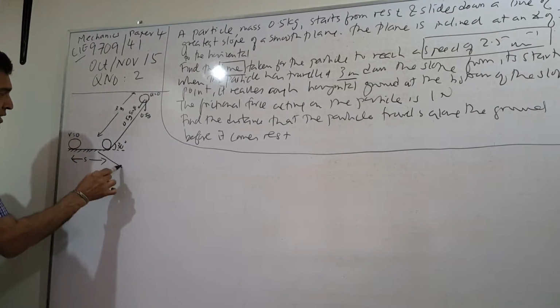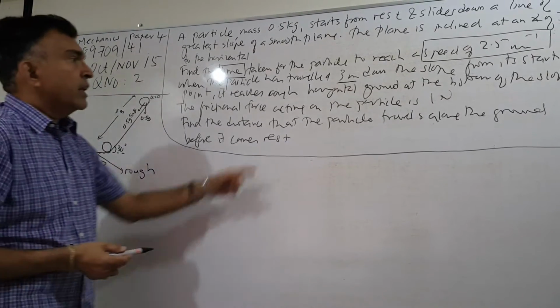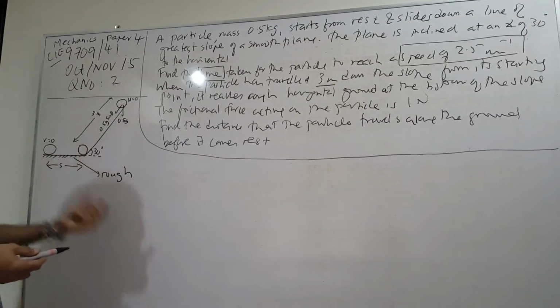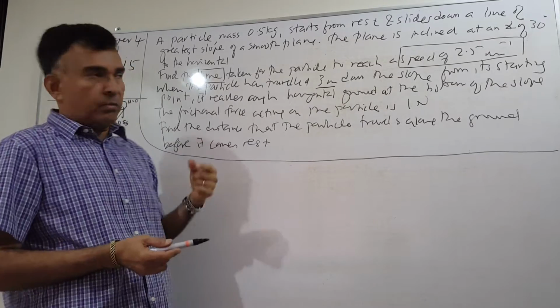So let me write this here. This is rough, at the bottom of the slope. You can see that from my picture. It reaches rough horizontal ground at the bottom of the slope.